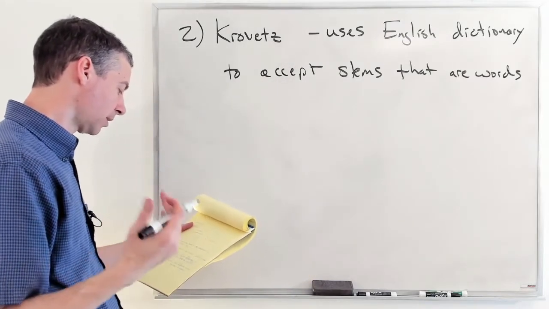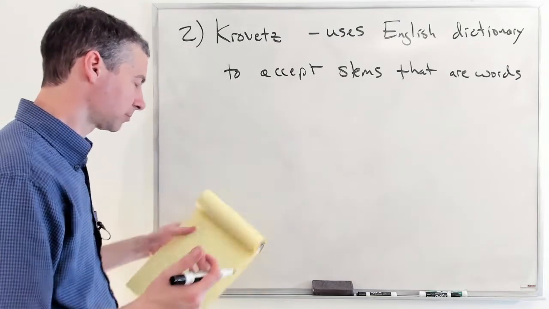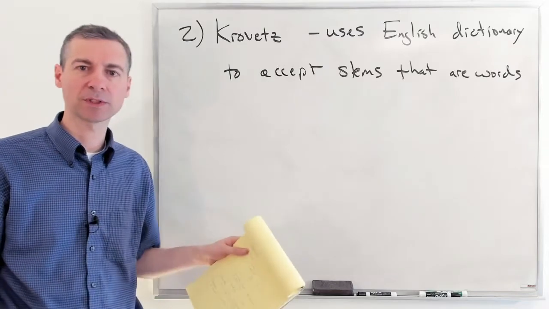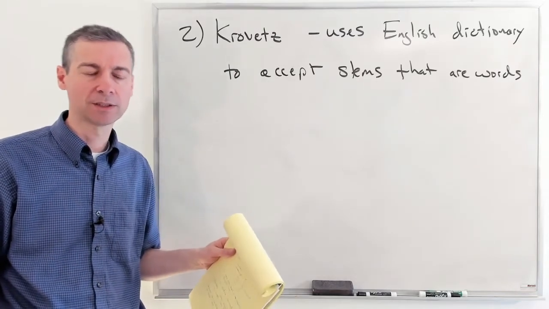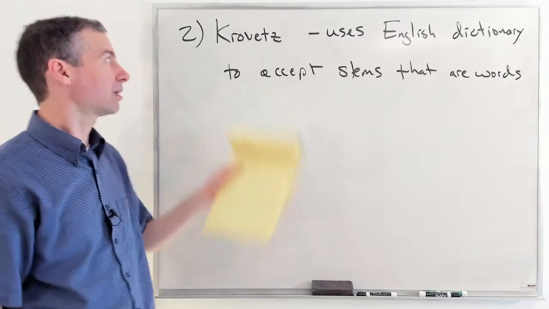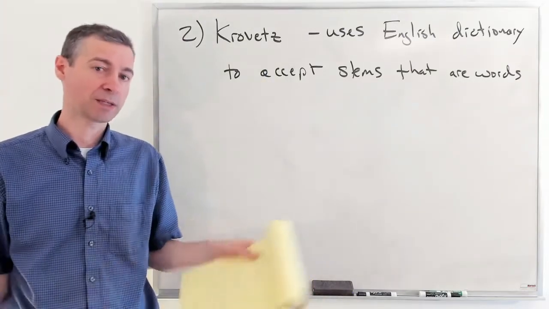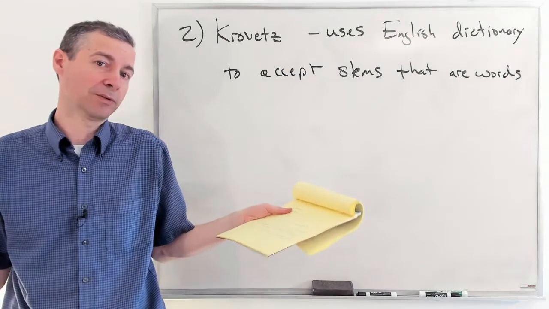Now, what if we have tokenization that has alphanumerics in it? What does Krovetz say about a word that is a combination of letters and numbers? My guess is it's like, I don't know what to do with it.